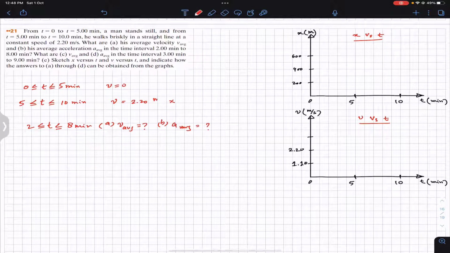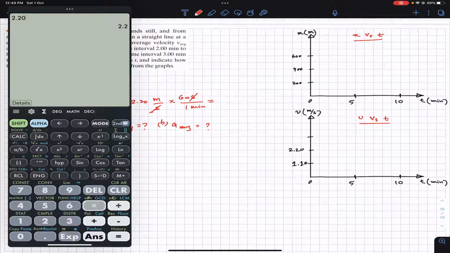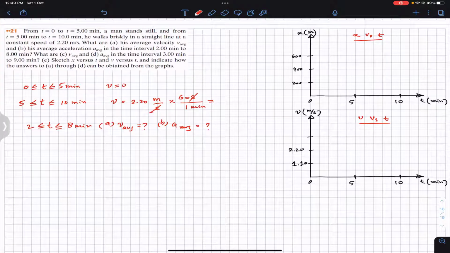So let me write that this is meters per second. We need to cancel out this second, and we can write that 1 minute is equal to 60 seconds. So the second will cancel out, and we will have 2.20 times 60. This gives us 132 meters per minute. Now let me erase this, and I am going to plot v versus t in meters per minute. So let's say that somewhere here is 132.